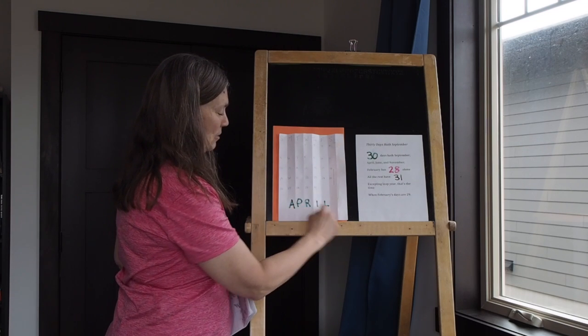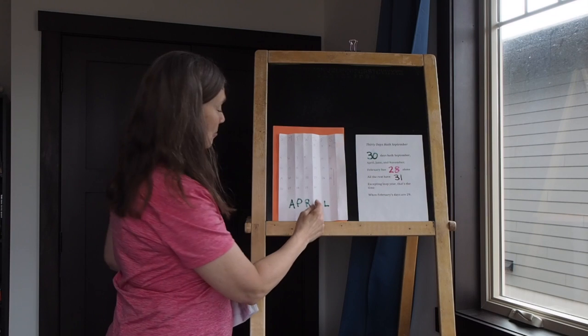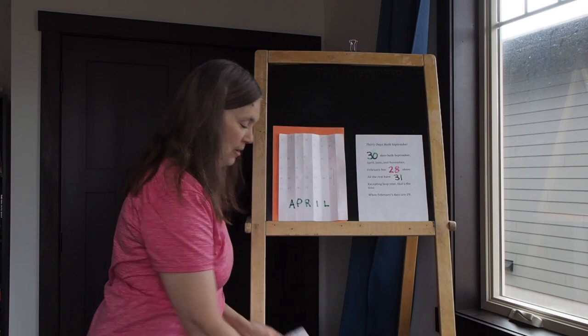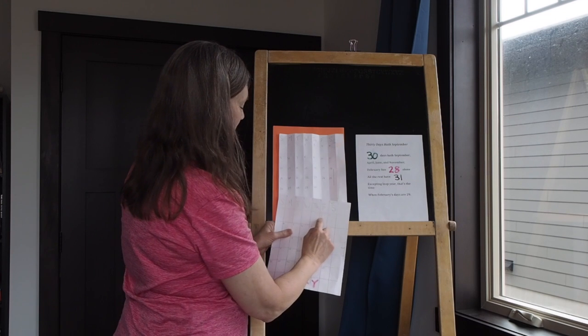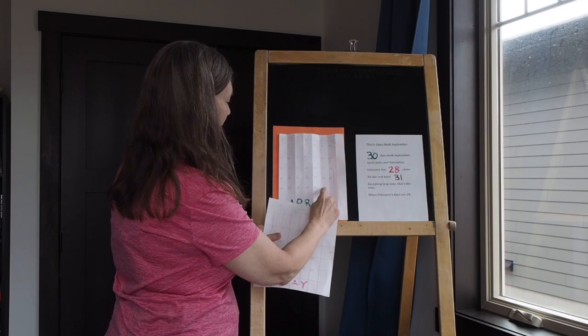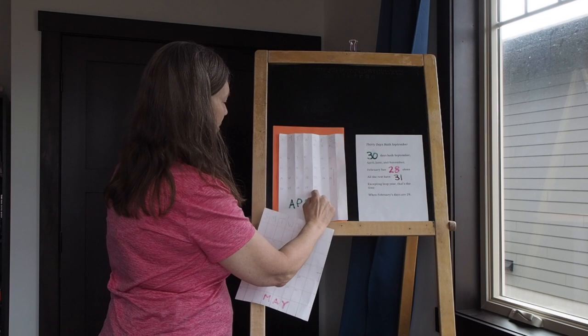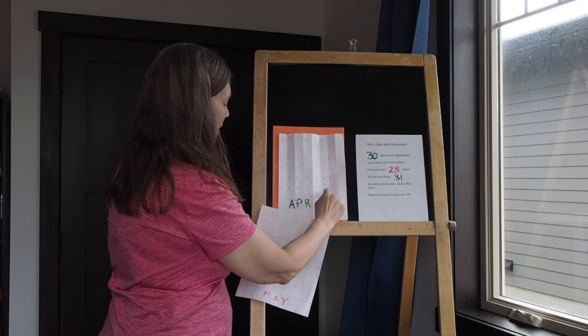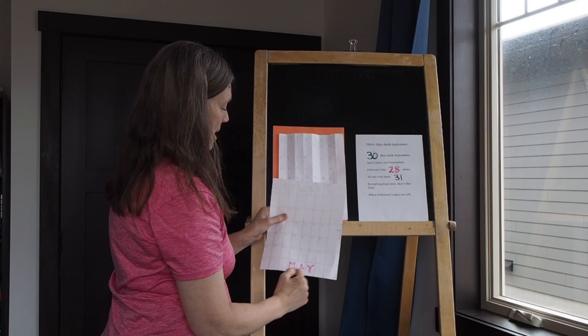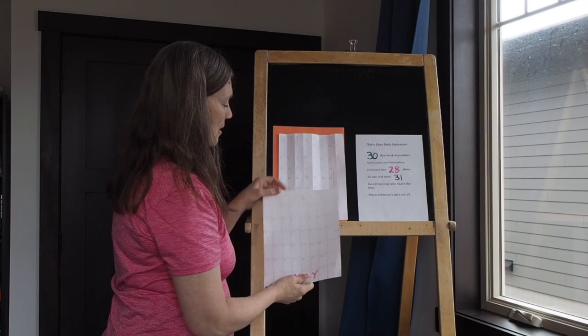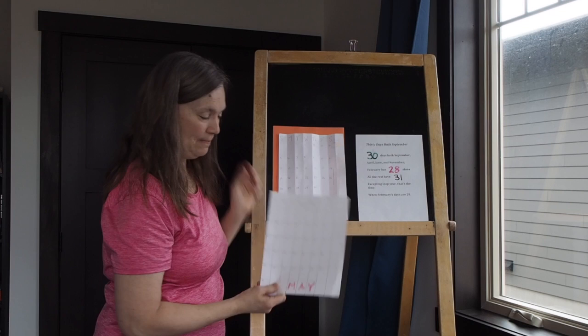Then when you get done with April, and if you want to make another month, you have to make sure that you start your numbers where they left off. April 30th was a Thursday, the Friday is the 1st. So that would start May under the F for Friday.